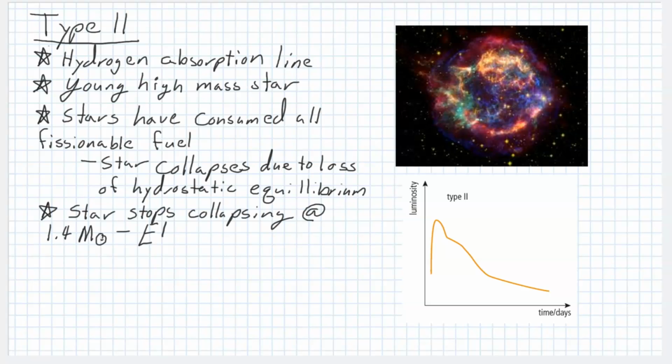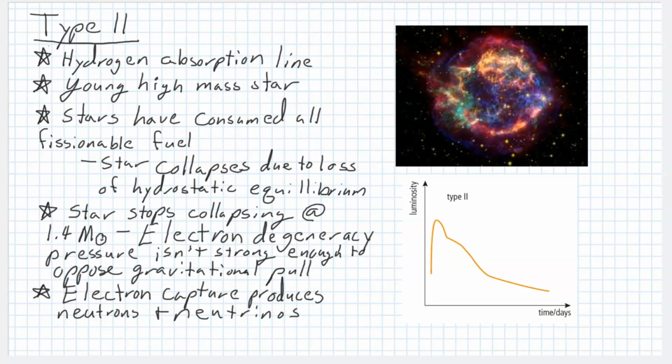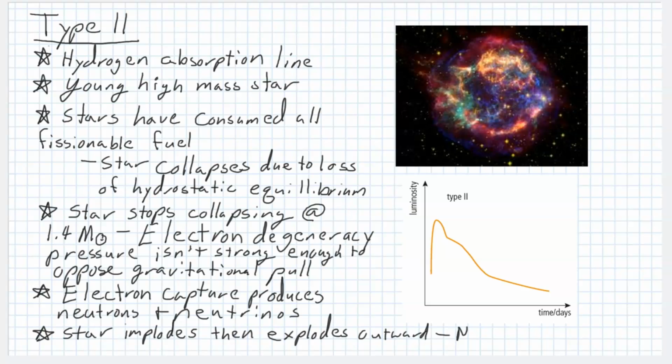Because this star exceeds the Chandrasekhar limit of 1.4 solar masses, electron degeneracy is insufficient to oppose the pull of gravity. At this point, electron capture occurs, where neutrons and neutrinos are created from protons and electrons. The star collapses inwards further as electron capture is creating neutrons and releasing neutrinos, and then the neutron degeneracy pressure pushes outward, causing an explosion.